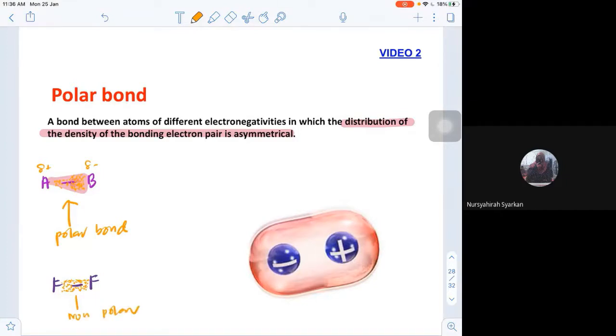So basically, a polar bond arises when the two atoms that form a bond with each other have different electronegativity values. So the electron density will be higher at the one that is more electronegative, and it will make the density of the electron become imbalanced, asymmetrical. That is the difference between polar and non-polar bond.